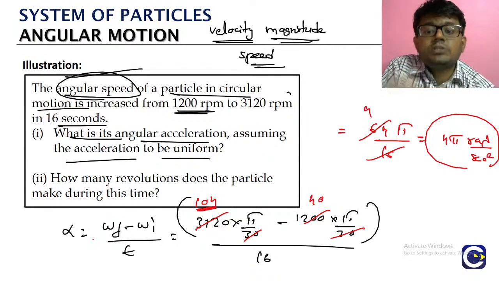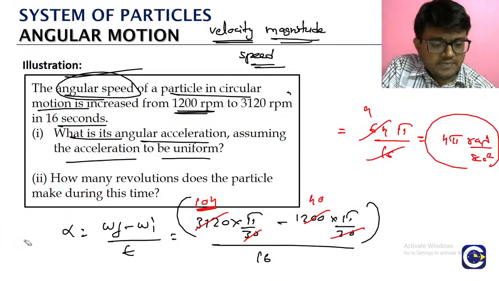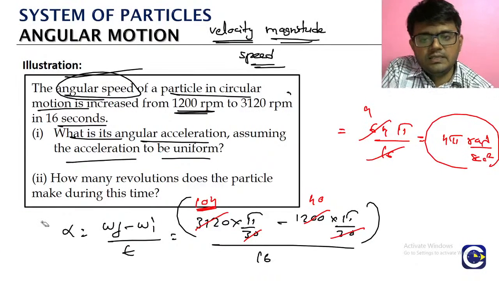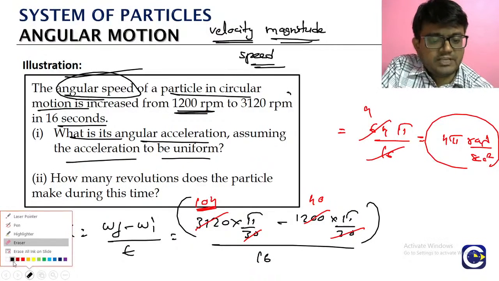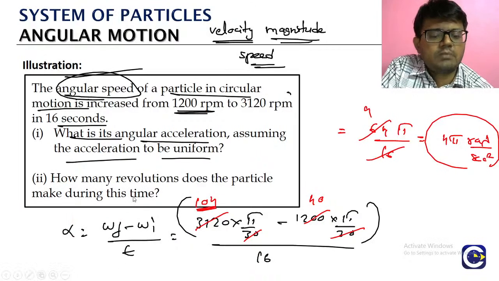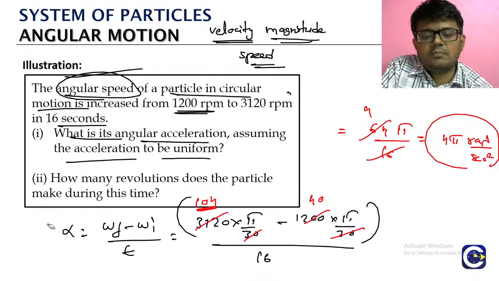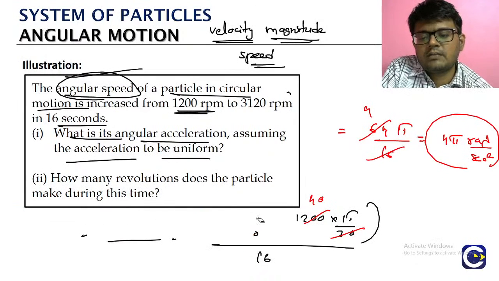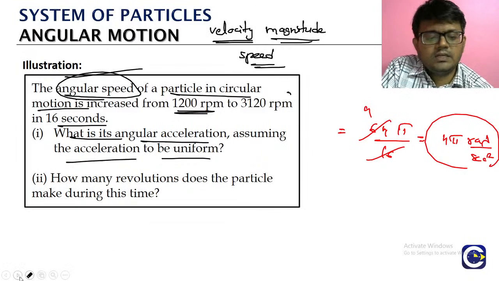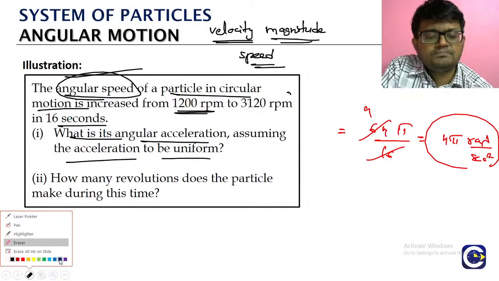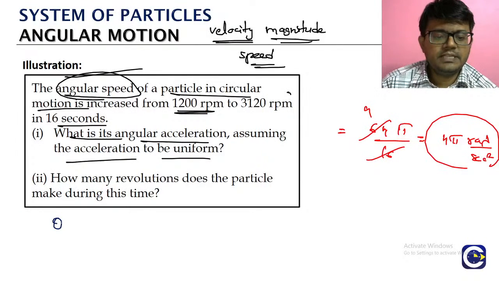Okay வா? So second part of the question பாருங்க, what is it? How many revolutions does the particle make during this particular time? இருக்கிற டைம்ல what is the number of revolutions made? எப்படி how do we calculate the number of revolutions? The number of revolutions calculate பண்றதுக்கு நமக்கு என்ன தேவைப்படும்? We will be requiring the angular displacement தானா? Theta.